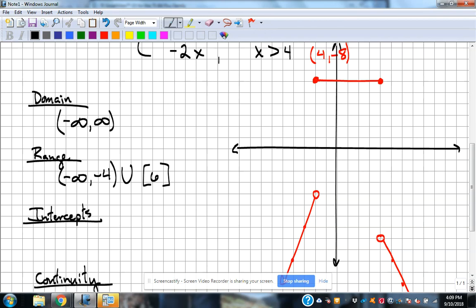Okay. Intercepts. What kind of intercepts are we looking for?